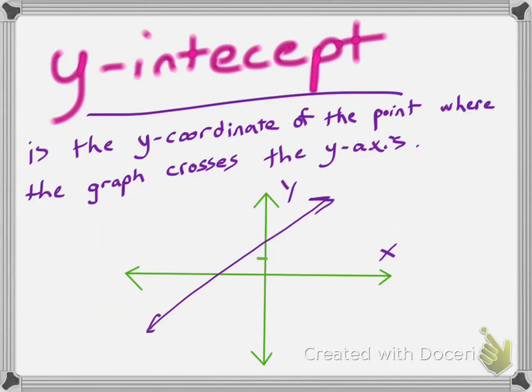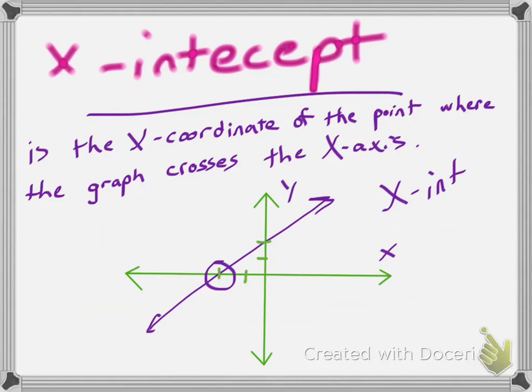So let's change this and say, what if we want to know what the x-intercept is? Well, the x-intercept is the x-coordinate, not the y-coordinate, but the x-coordinate of the point where the graph crosses the x-axis. So in here, we're talking about right there. So the x-intercept would be -2, because it crosses the x-axis at -2. And that's all there is to it.